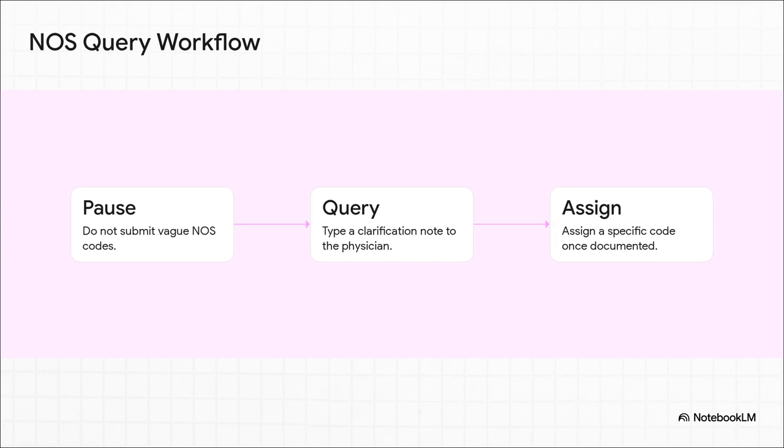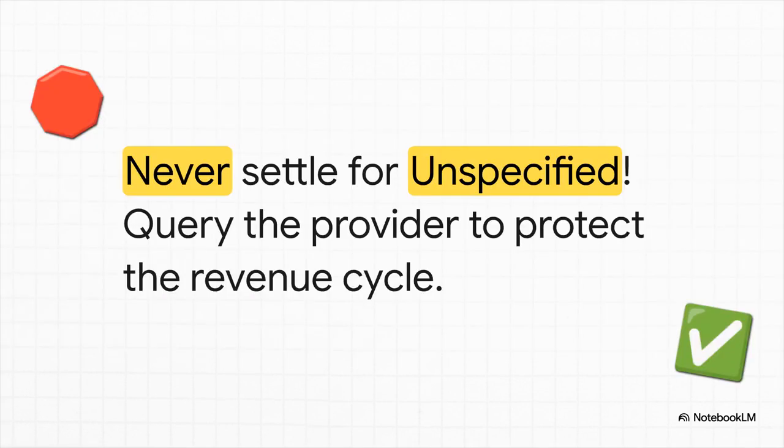Because of that rule, expert coders have a very specific workflow for vague NOS diagnoses. Instead of just lazily slapping an unspecified code on the claim and hitting submit, they pause. They hold the claim. Then they shoot off a professional clarification note to the physician to get those missing details. Only after getting that specificity do they assign the actual code. So the absolute cardinal rule here is never settle for unspecified. Take the time to query your provider. By securing exact documentation, you're protecting the revenue cycle, keeping the patient's record hyper-accurate, and flawlessly following those CMS guidelines.